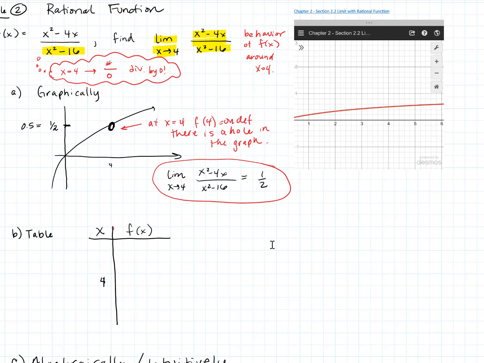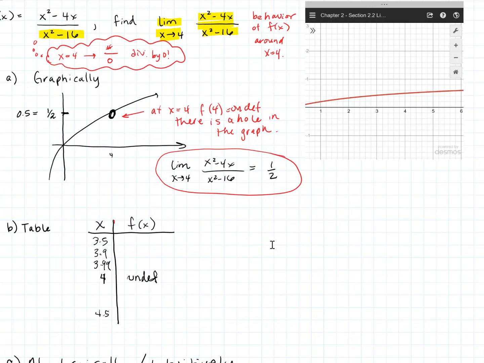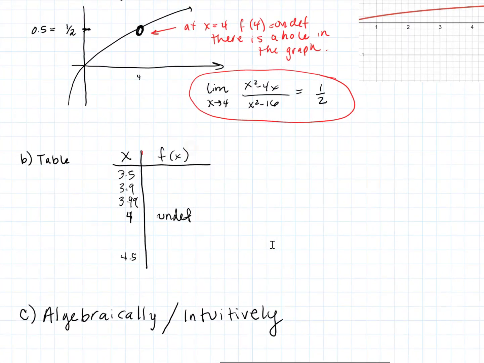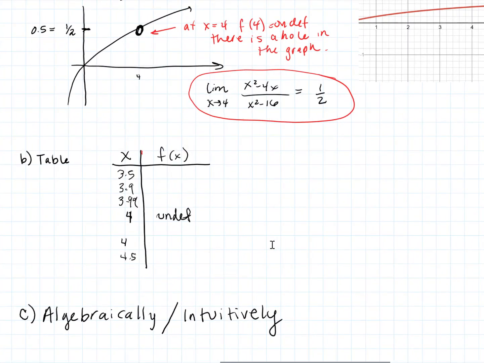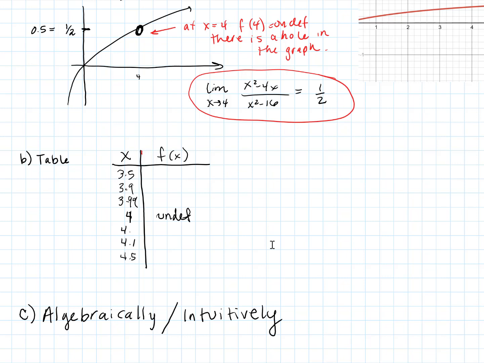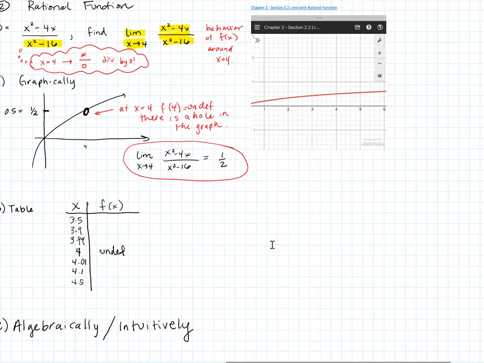We do know this. The function itself is undefined at 4. I can fill that in. This function is undefined at 4, but what's happening around it, right? And so maybe we start at 3.5 and then 3.9 and 3.99. And coming up the other direction, maybe we start at 4.5, and then maybe we do 4.1 and 4.01. And I'm going to go to Desmos to do those calculations simply because it's a little bit easier.